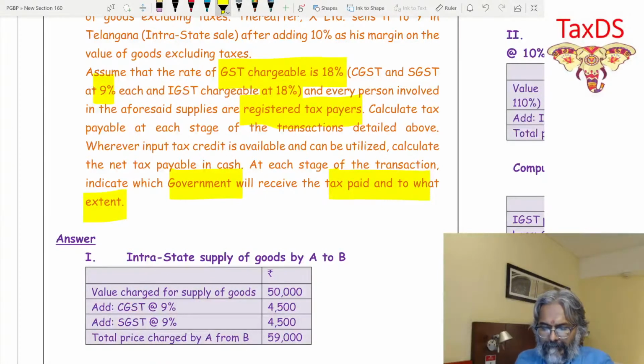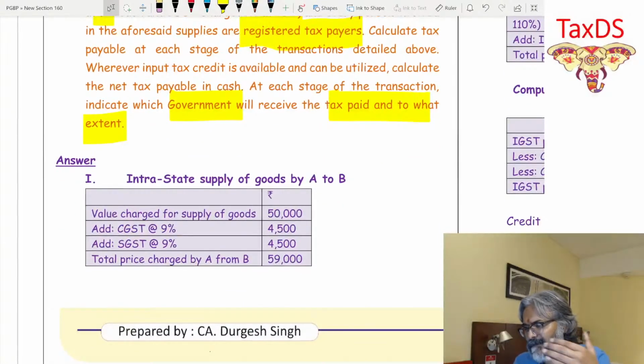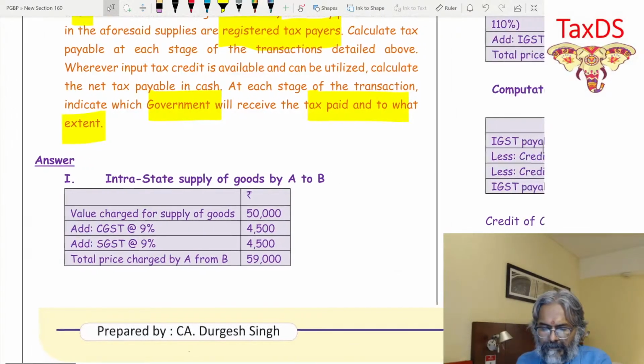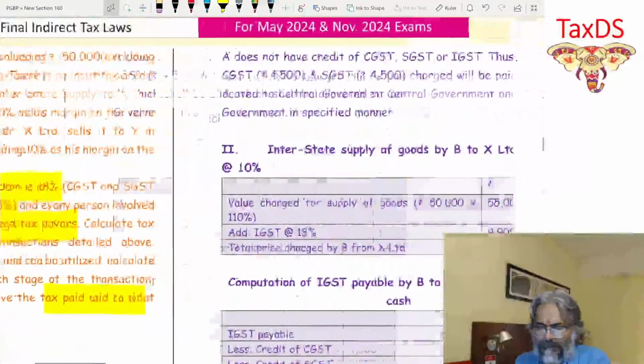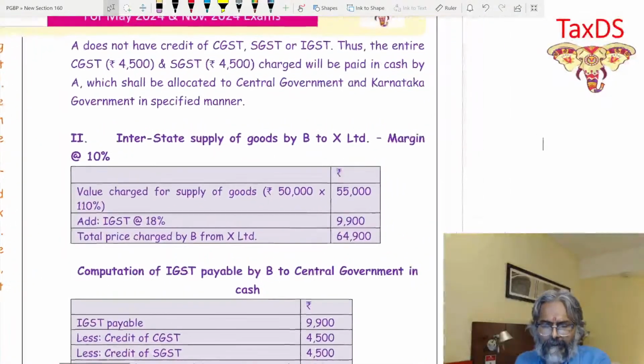So students, herein the first supply is a normal case. The first supply is an intrastate supply, so therefore CGST and SGST, that is what it is. 4,500 and 4,500, that is 9%, which would be applied on 50,000. The total price charged by A from B would be how much? 59,000 rupees, students. That is what the total price would be. Now, if you see over here, A does not have credit of CGST, SGST or IGST. So they don't have any credit of CGST, SGST or IGST for that matter, students.